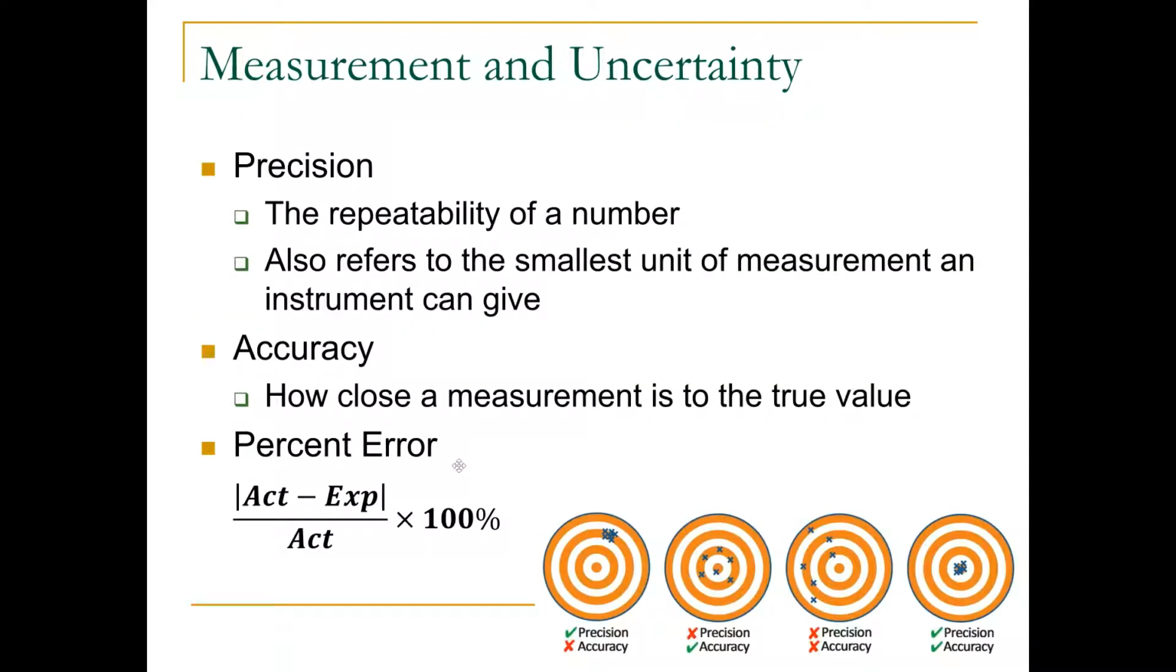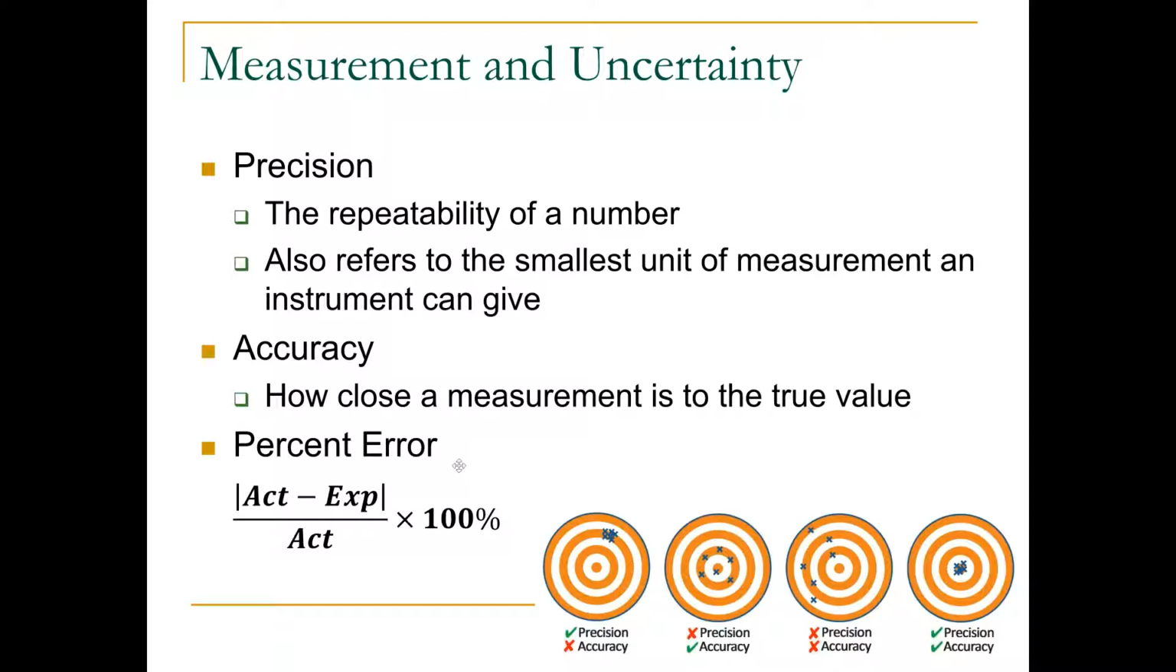All right, so going into some details now. Most of today are things that you've probably seen before in a previous course, so hopefully this is review. So precision is the repeatability of a number. It's how close your trials are to each other. So if you're repeating a trial, high precision would mean you're getting basically the same measurement each time.